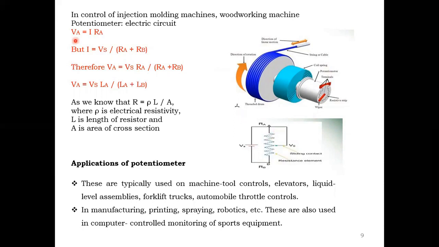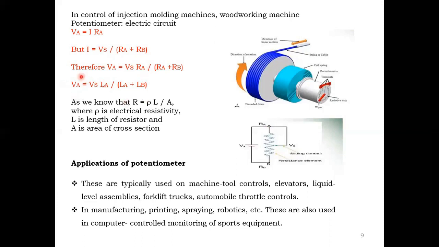Here Va is equal to Ia times the resistor. Generally, we know that I is equal to V divided by R. Here we have two resistances, Ra and Rb, so we need to use Ra and Rb. Then Va is equal to the resistance divided by the total resistance, multiplied by the source voltage Vs.